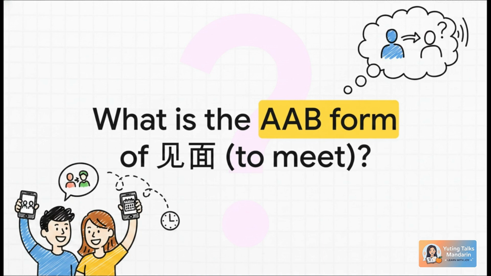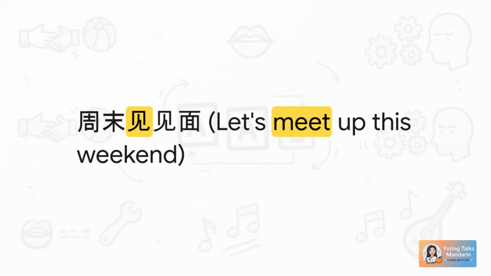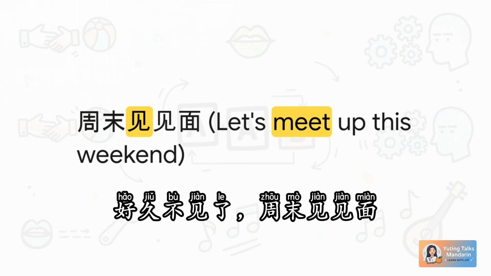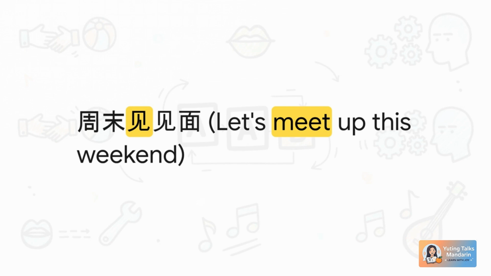Go ahead and take a second to think about it. All right, do you have it? The answer is 见见面. Spot on. So person B would say, 好久不见了，周末见见面. Long time no see, let's meet up this weekend. If you guessed 见见面, fantastic job. You just successfully used the AAB form to suggest a really relaxed, friendly get-together.